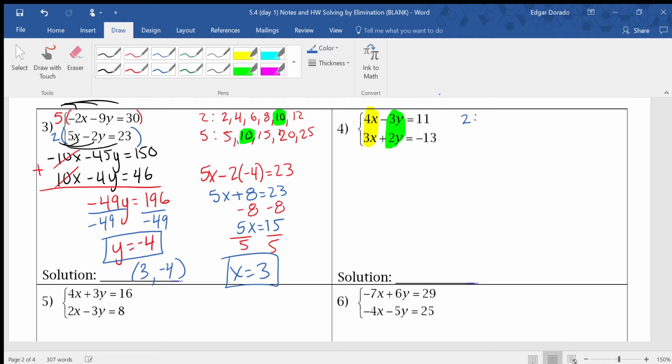So again, let me list a few multiples of 2. And let me list a few multiples of 3. And can you guys already spot which one I'm probably going to use? Hope you guys already spotted. That's 6. So the question is, since I'm going to have to multiply both of them, what do I have to multiply this negative 3y by in order to get a negative 6y? I got to multiply it by 2. What about in the bottom? What do I got to multiply the 2y by in order to get a positive 6y? Well, I have to multiply it by 3.